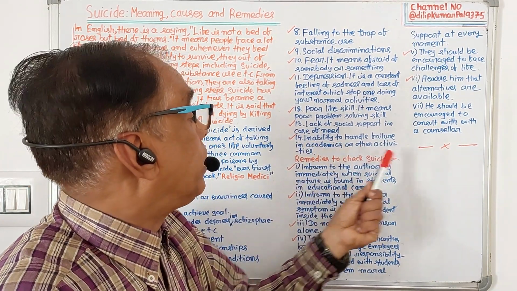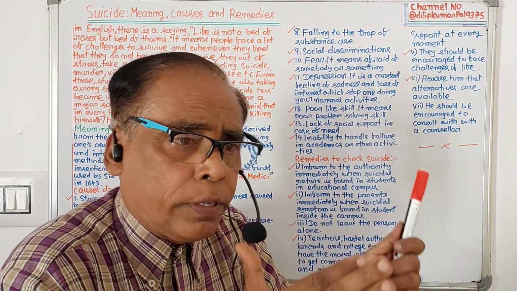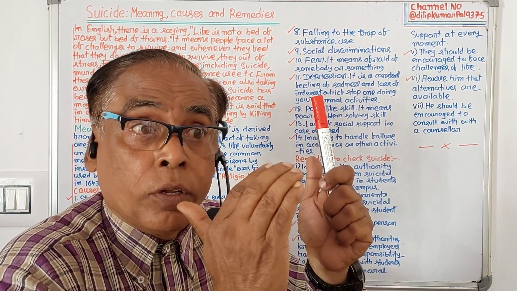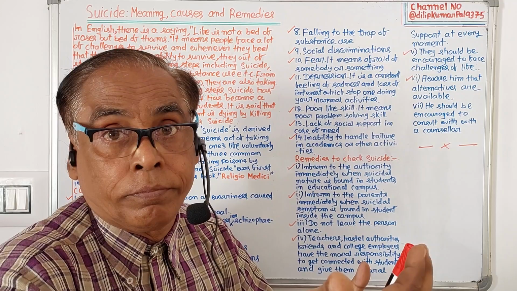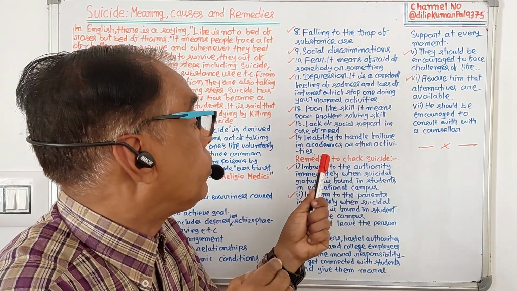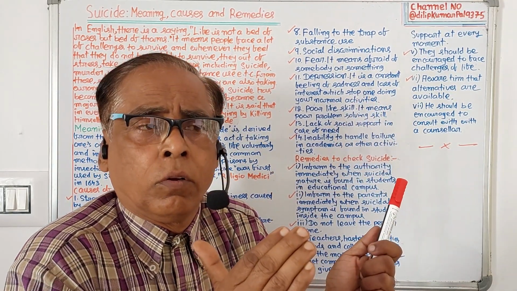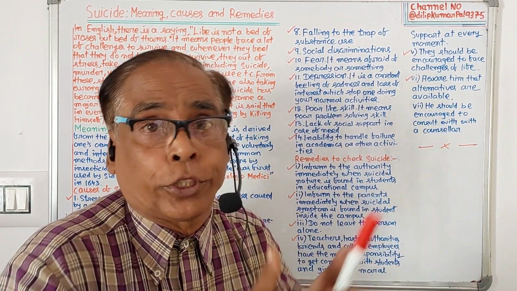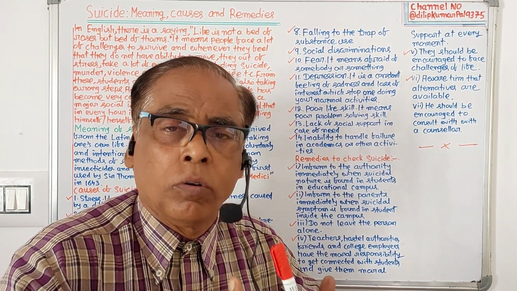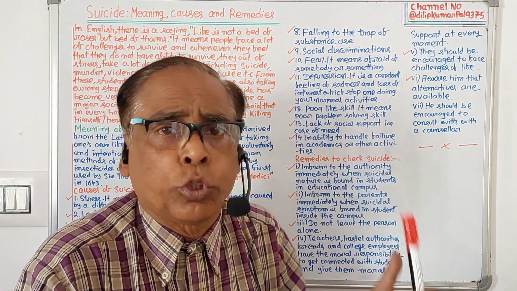Then inability to handle failure in academics and other activities. Whenever a person is unable to face academic goals, he will also go for suicide. Whenever a person is unable to face failures in academics and other fields, at that time he also opts for suicide. So we are clear about the meaning of suicide and causes of suicide.